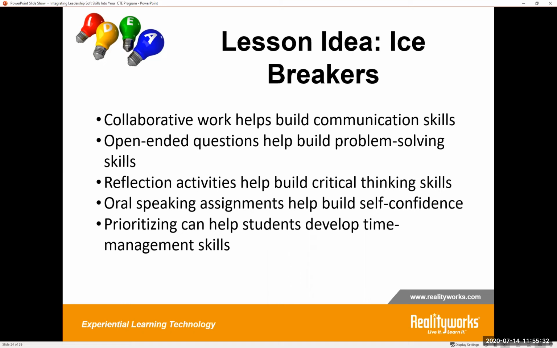So collaborative work helps build communication skills. You could start with a quick think, pair, share activity where students pair up for a quick discussion. Open-ended questions help build problem-solving skills. So you could write a big idea question on the board or pose it to them, if you're in a remote situation, on an LMS system, and have students journal their answers. Reflection activities help build critical thinking skills. So you could use a KWL chart at the beginning and again at the end of the class to help your students reflect on what they know and what they've learned.